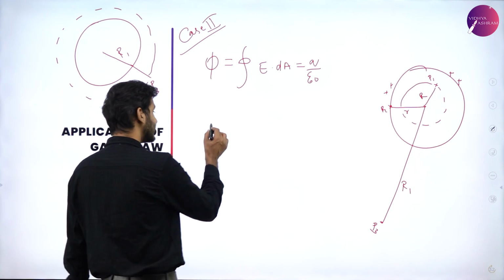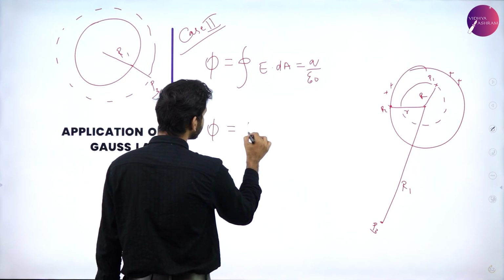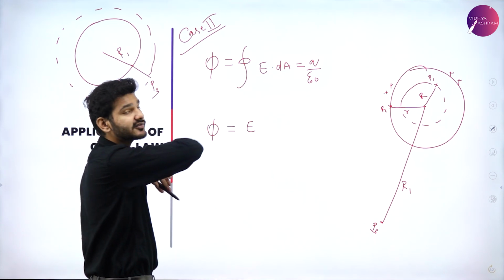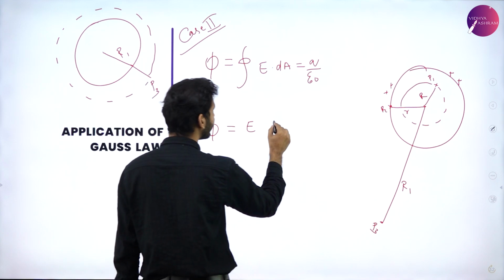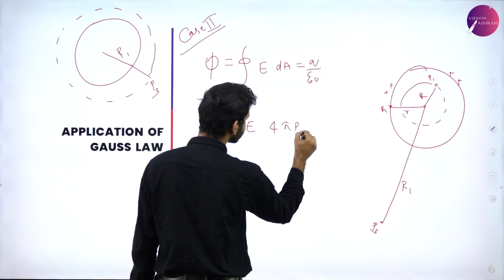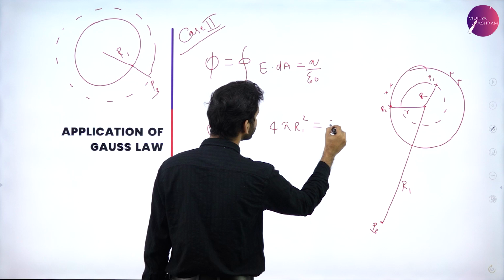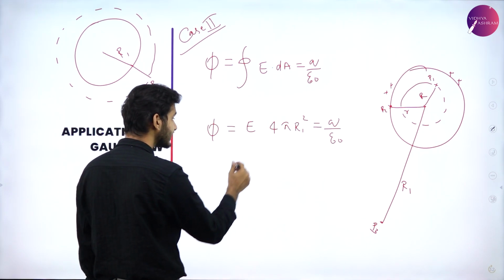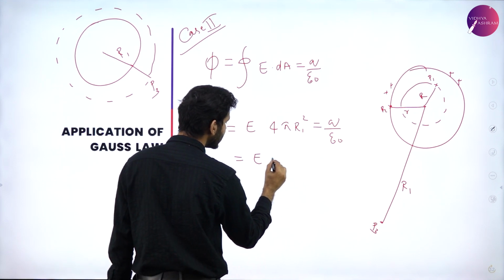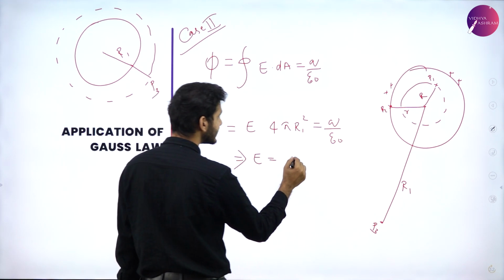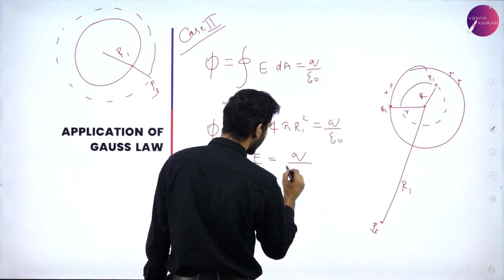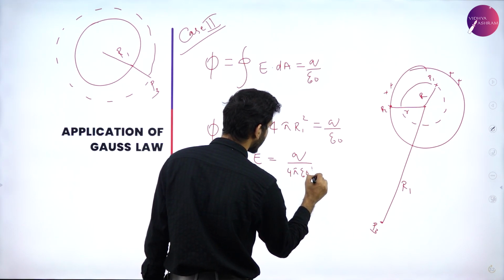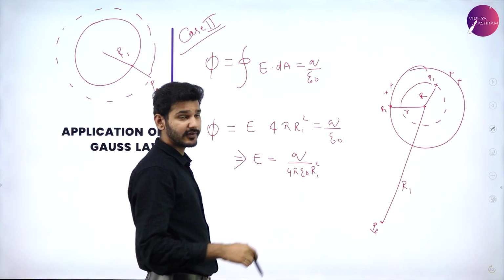And now we can write this equation as phi is equal to E into closed surface integral dA, which is nothing but the area of the sphere, which is given by 4 pi r1 square, which is equal to Q by epsilon naught. So we'll take this 4 pi r1 square downstairs, and we'll get the equation as E is equal to Q by 4 pi epsilon naught r1 square.